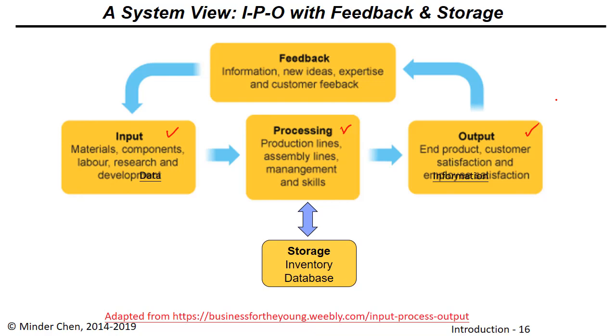And when we generate the output, a lot of times we will assess the output, which allows us to provide feedback in terms of what input maybe we should be receiving, and the feedback certainly can help us to improve the processing activity in the system. I also added the storage element. A lot of times when you receive the input for processing, you may not have the capacity to do it right away, then you need to have some kind of storage mechanism to store the received material or even data for later processing. And storage can be in the form of inventory or database.